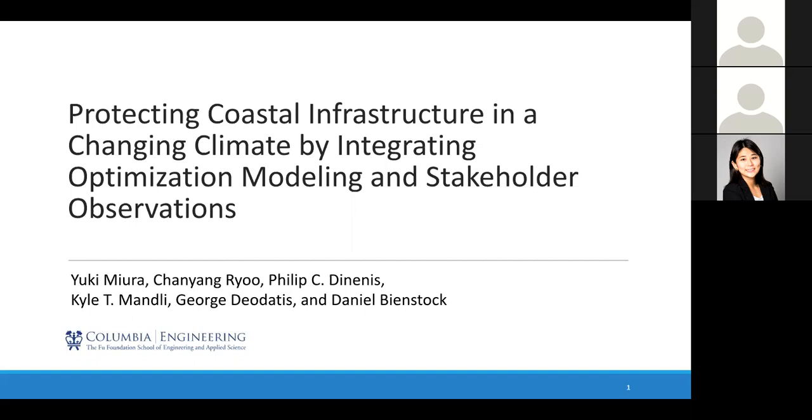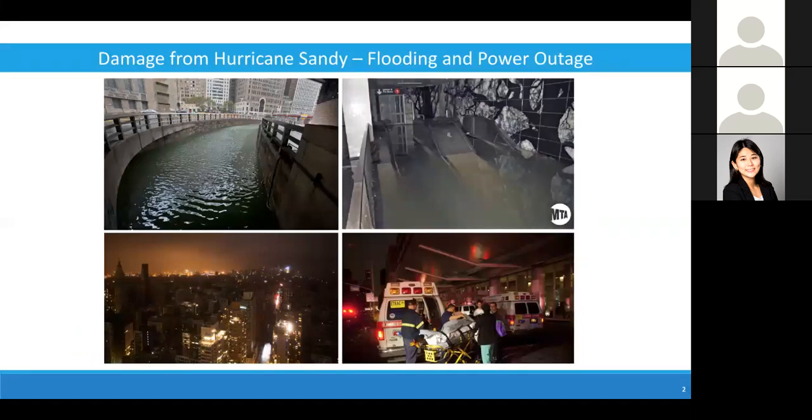So we are presenting protecting coastal infrastructure in a changing climate by integrating optimization modeling and stakeholder observations. In New York City, back in 2012, we experienced massive damage from Hurricane Sandy. It was flooding and power outage.